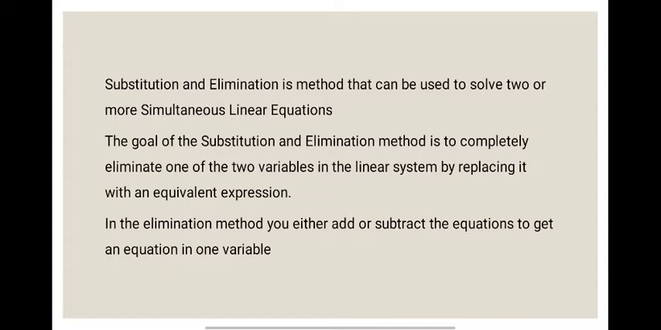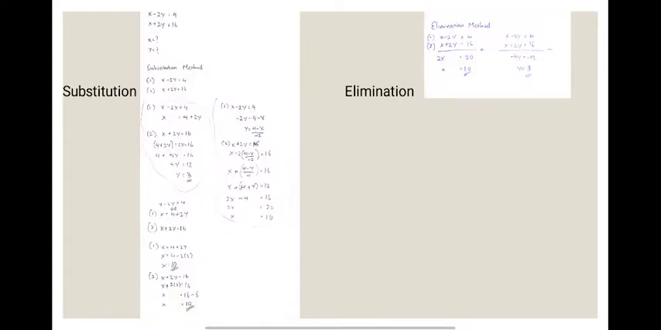So the goal of the substitution and elimination method is to completely eliminate one of the two variables in the linear system. We know that linear equations usually have two variables, right? X and Y. So we can find the x by eliminating the y, and we can find the y by eliminating the x. For substitution, we're going to do substitution, as the name says. And for elimination, we are going to do addition or subtraction between the two equations. Let's just jump right away to the example.